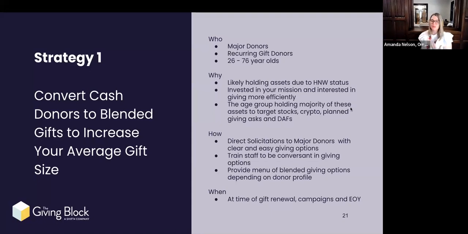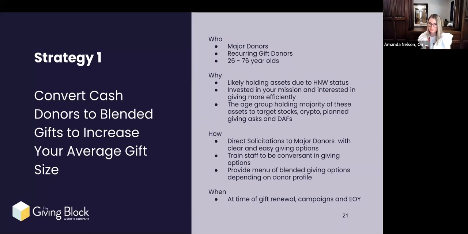So, we all know the importance of your major gifts team and individual giving team, building those relationships and having direct solicitations with your donors and really helping them understand the impact of their giving. So that's not shocking. But where we do see a bit of a disconnect is just in the ability to train your team to be conversant in these ways.